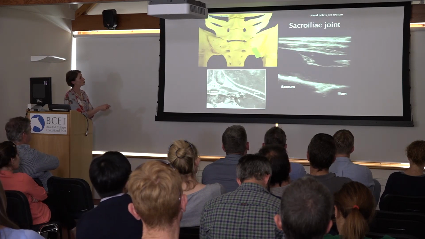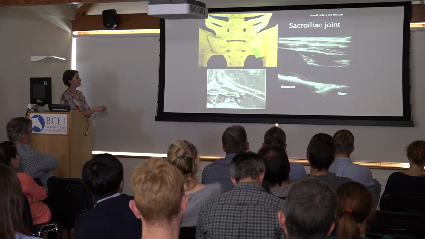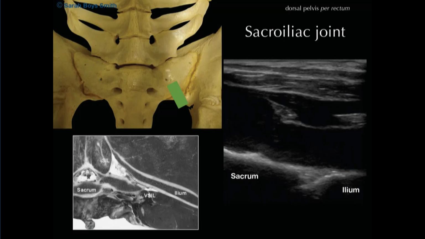For the sacroiliac joint, we want to move slightly caudally and slightly abaxially, and we can only visualize the very axial aspect of this joint. We can't visualize this part, so there is a significant proportion of this joint that we cannot visualize rectally, and that again is important to realize. So what we want to see is obviously the sacrum here, ilium here. This triangular structure is our ventral sacroiliac ligament that is sitting on the underside of that sacroiliac joint.